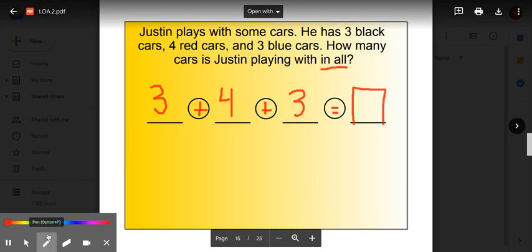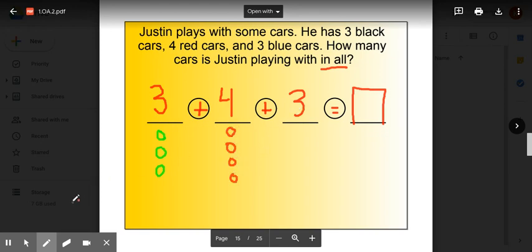It says that he has 3 black cars. I don't have a black pen, so I'll use green instead. 1, 2, 3. 4 red cars. 1, 2, 3, 4. And 3 blue cars. 1, 2, 3. How many cars is Justin playing with in all? So now I'm going to add up all of my cars together. 1, 2, 3, 4, 5, 6, 7, 8, 9, 10. Justin is playing with 10 cars in all.